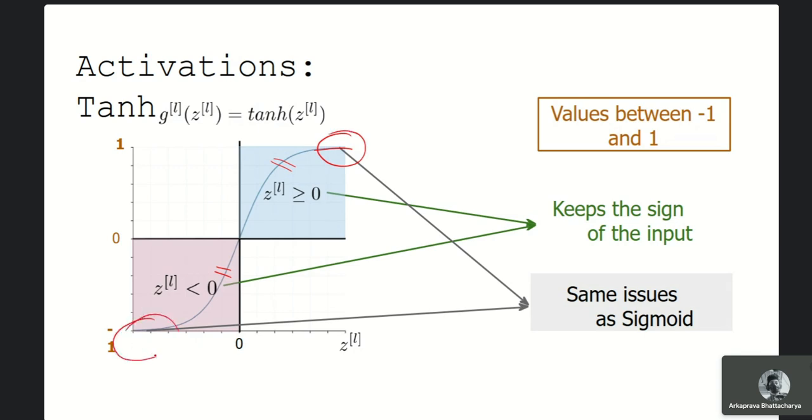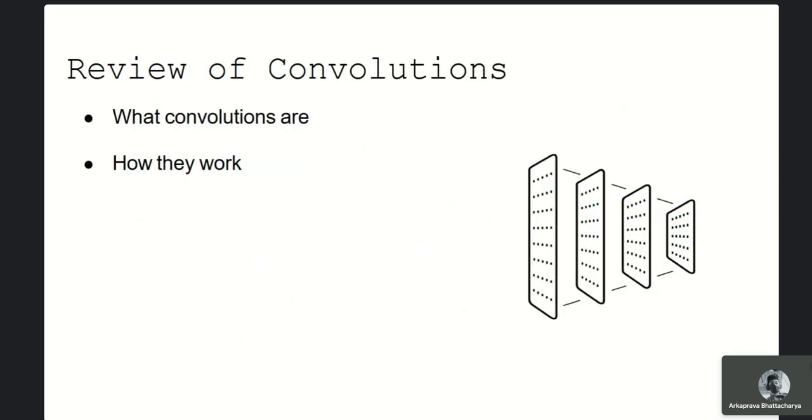Again, you have flat regions, and this causes the same issues that we have seen in sigmoid. The function saturates to +1 and -1 and again causes the vanishing gradient problem. So if you want the output of the neural network to be +1 or -1, there you can use tanh, but don't use it in the middle layers or the hidden layers.